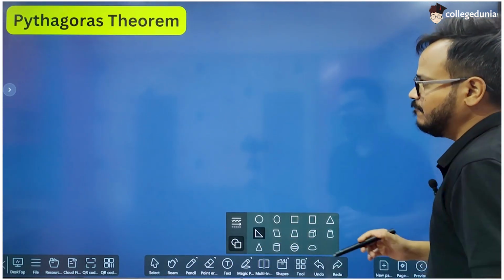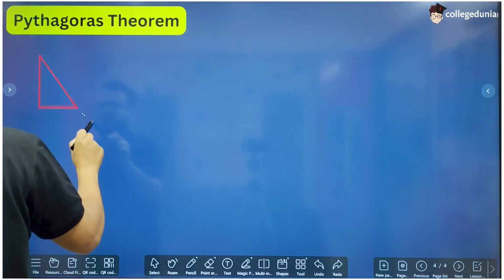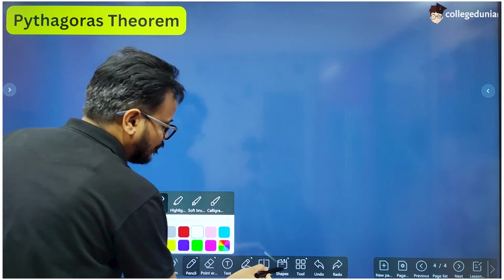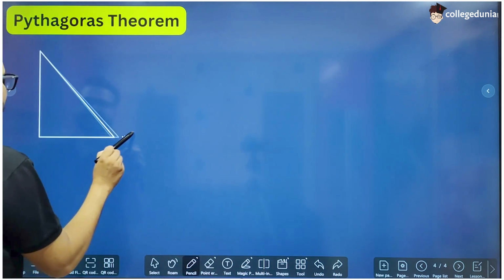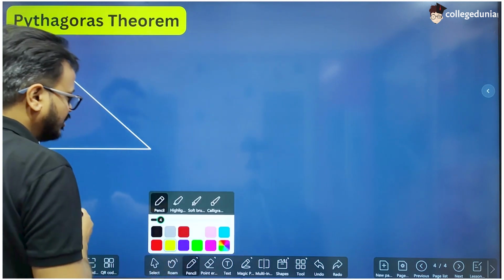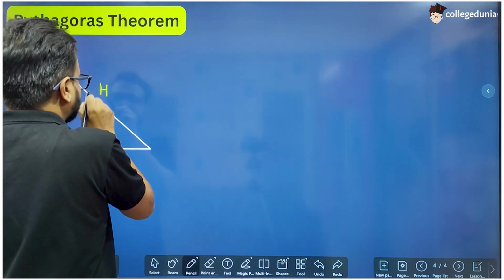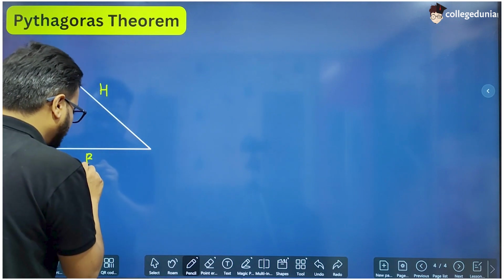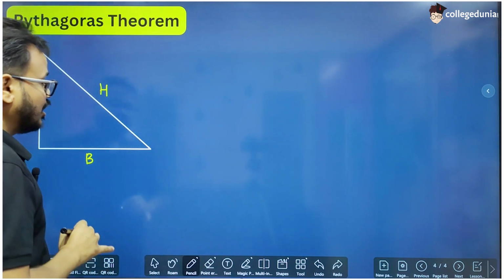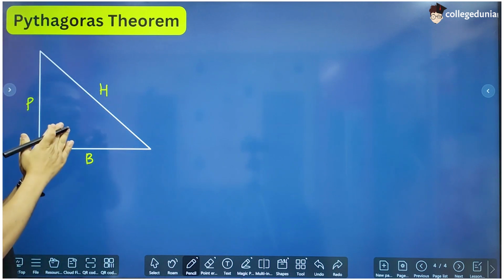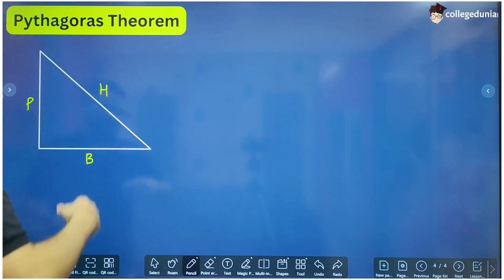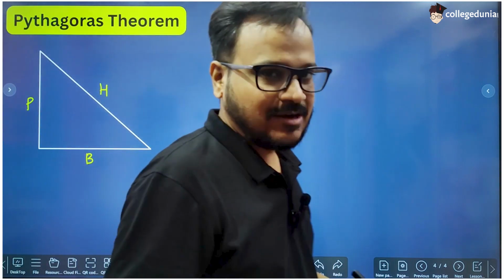Suppose we have a right angled triangle, and this is the hypotenuse of the triangle, and let us say this is the base of the triangle and this is the perpendicular of the triangle. We all know that hypotenuse is the longest side of a right angle triangle, which is the side opposite to the right angle. But what about base and perpendicular?